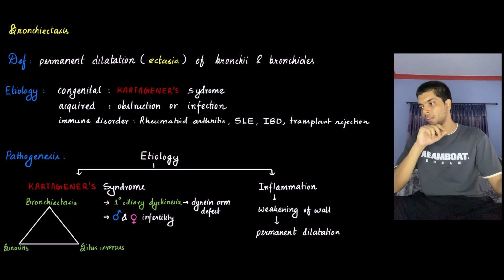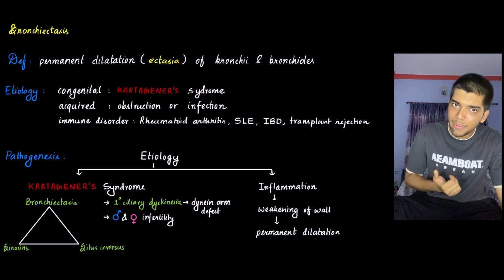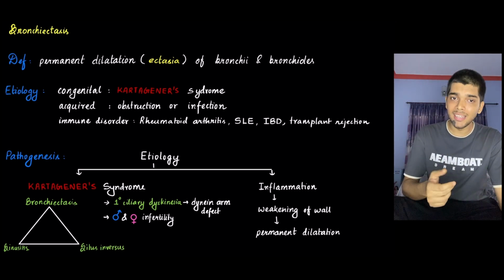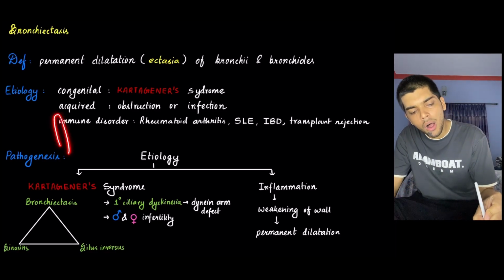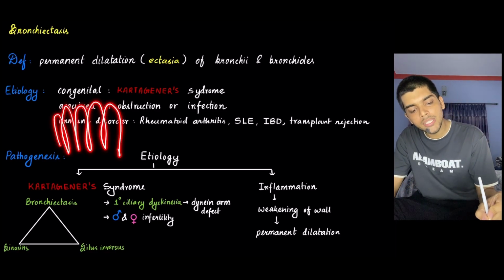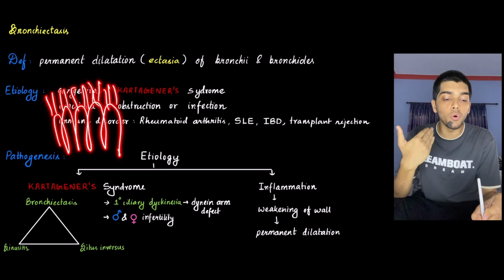What does this mean? Your whole respiratory tract is lined by respiratory epithelium, right? Which is the ciliated pseudostratified columnar epithelium. That means there are tall columnar cells which have cilia. These cilia beat in a rowing motion.